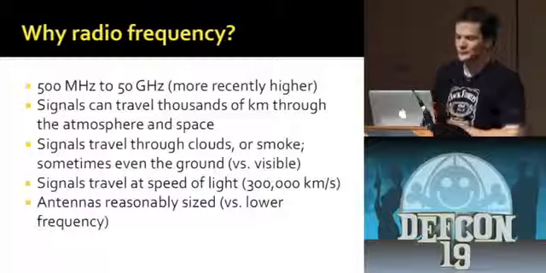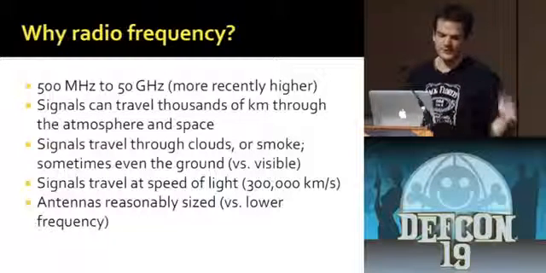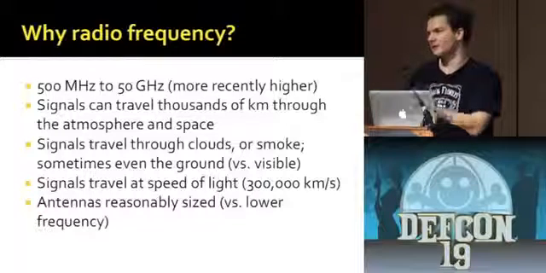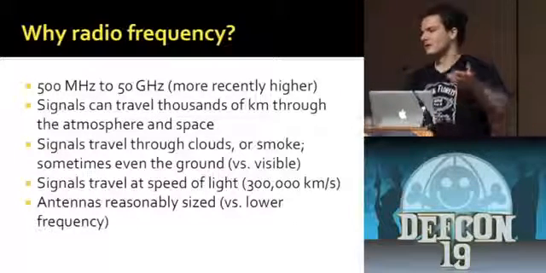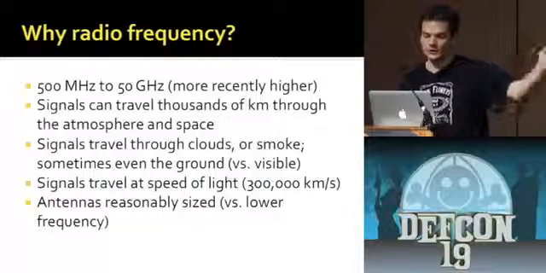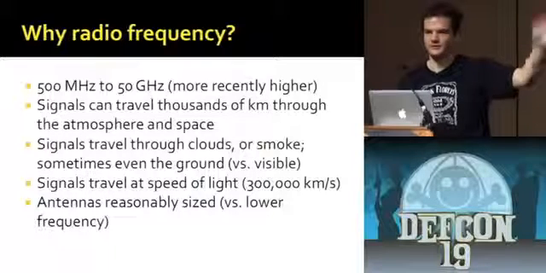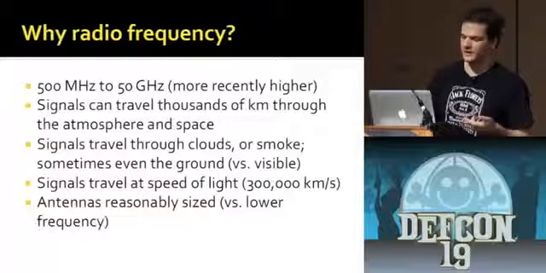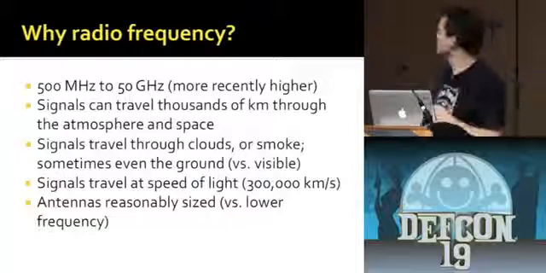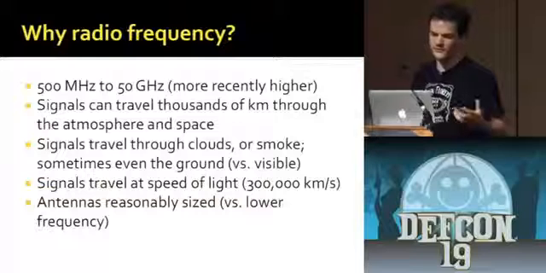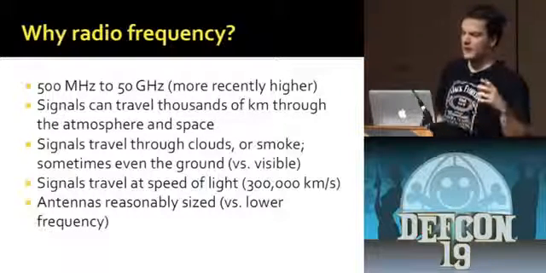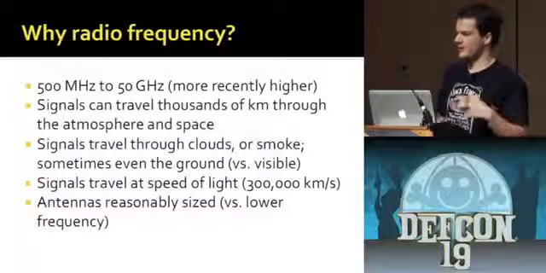So why radio frequency? There's tons of sensing systems that operate from extremely low frequency, maybe tens of kilohertz, even lower, like tens of hertz, all the way up to visible light and beyond, like X-rays. So what's special about this frequency band? And by the way, what we're talking about is something in the range of 50 megahertz to about 50 gigahertz, and more recently, we've been going up from there. But what's special about this range is we get pretty good propagation in the atmosphere.